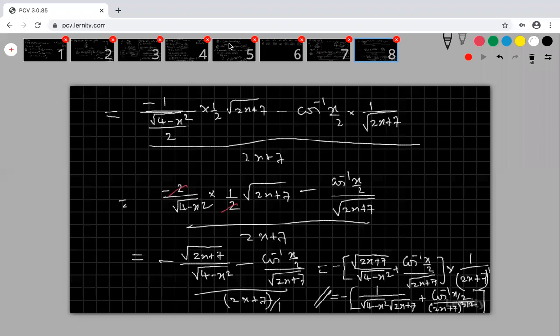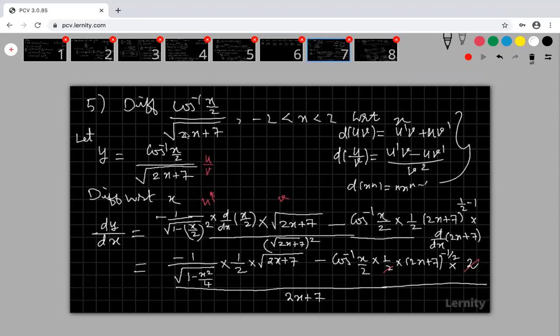Okay. So look at the problem. Why am I going for the u by v formula? Because my numerator is also a function of x, denominator is also a function of x. Then go for the u by v derivative formula. That is the quotient rule. This is my quotient rule. Actually, this is my derivative.